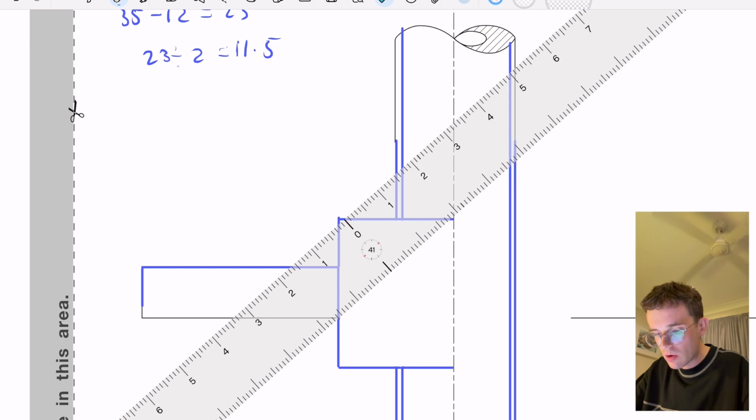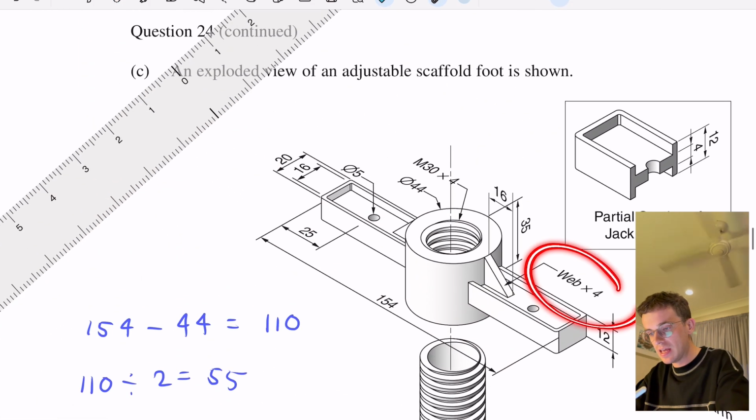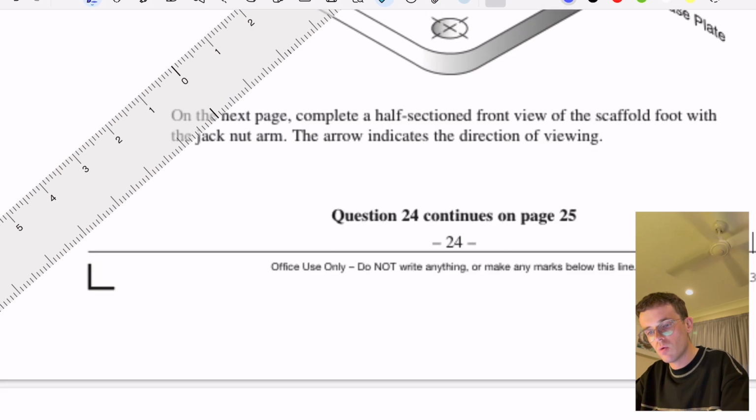So we want to draw our webs down here. We go back up to the object. We can see it says that there's web times 4. That's our first web. That's our second web. And we've got our third and fourth web coming down here. So it doesn't really say that, which is why you really got to look at the question. Web times 4. 1, 2, 3, 4.